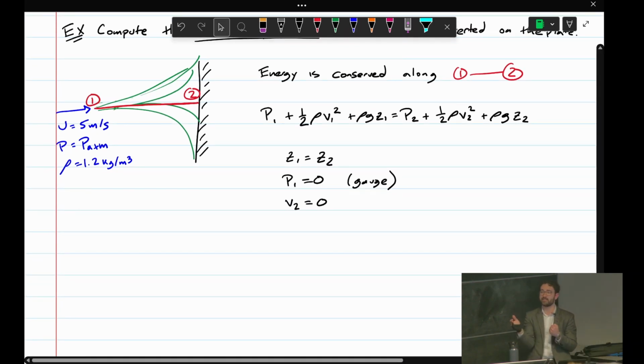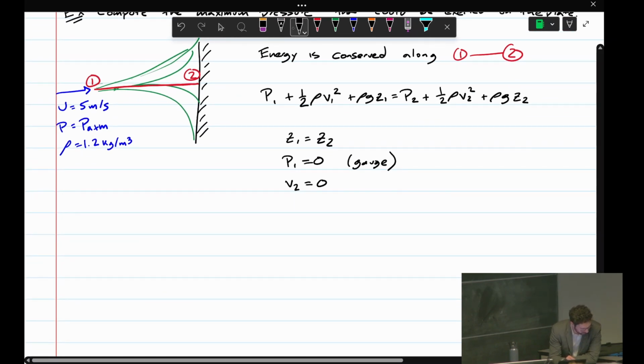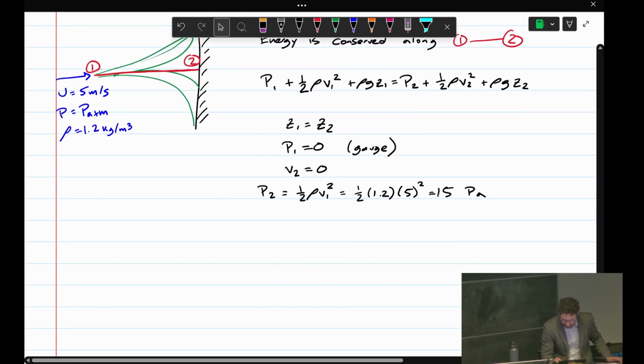So I'm going to assume the fluid completely stops at the plate, and that means that all of the flow kinetic energy out in the free stream has been converted into pressure potential energy at the plate. So if V2 is non-zero, some of that energy is still remaining as kinetic energy in the fluid. So that just gives us P2 is 1/2 rho V1 squared, which is 1/2 times 1.2 times 5 squared, which is 15 pascals. And again, I'm working in gauge pressure units.